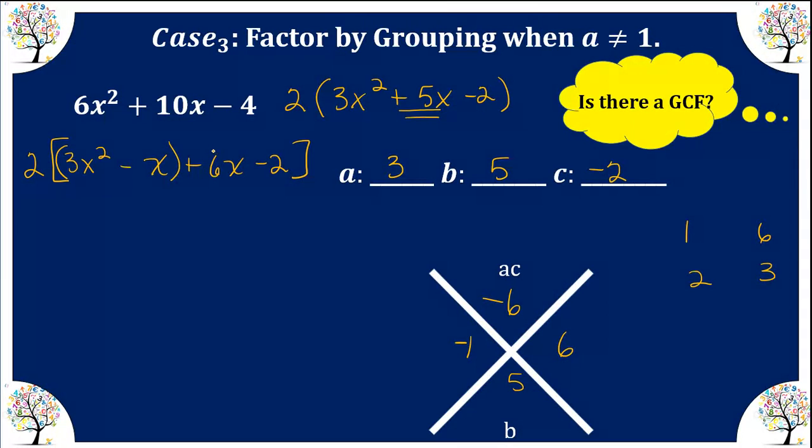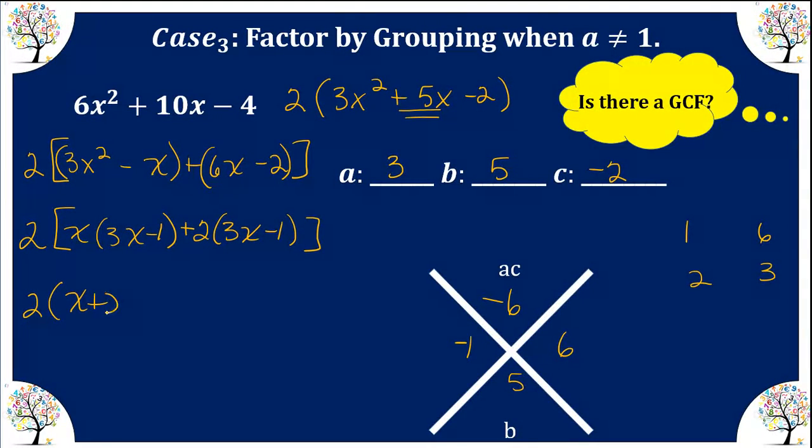Group the first two terms and the last two terms. Bring down your GCF. Factor out an x in our first binomial, and we're left with 3x minus 1. Bring down your plus. I'm going to factor out a 2, and we're left with 3x minus 1. 2, our GCF, x plus 2, and 3x minus 1 are the 3 factors of our quadratic trinomial.